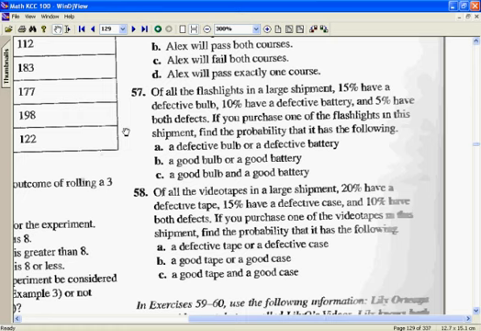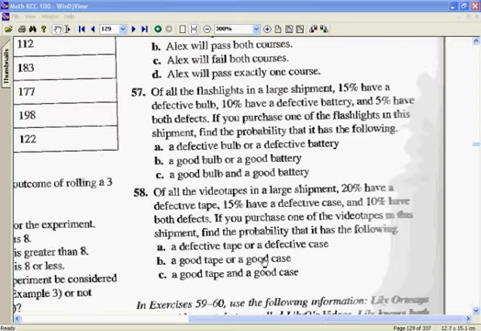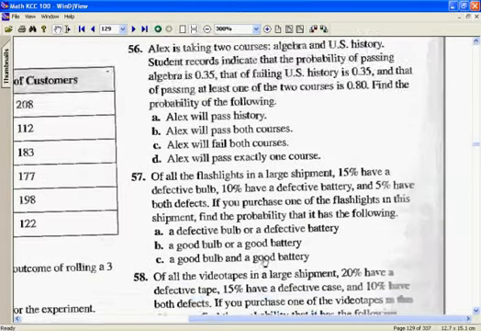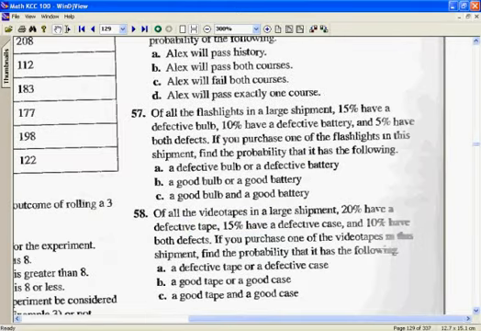So let's first define the sets according to the categories. Right now, we have the two categories in this problem. One is the defective bulb, another one is the defective battery. This is page 289 and problem 57.